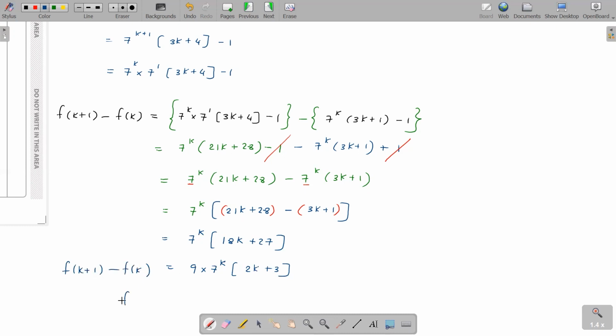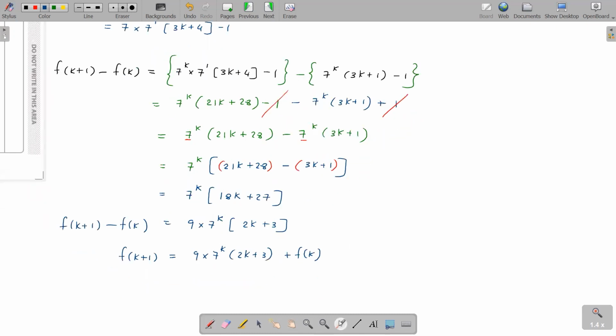Now I'm supposed to show that for f of k plus 1. So take f(k) to the other side. 9 into 7 to the power k times 2k plus 3, minus f(k) goes to the other side as plus f(k). Okay, so now what do we have to say about the k plus 1 term? Very clearly you can see this one. There's visibly a 9 to be seen here. And f(k), after the plus sign, you have the f(k). And we know f(k), we have assumed that it is divisible by 9, which means this entire expression is divisible by 9.